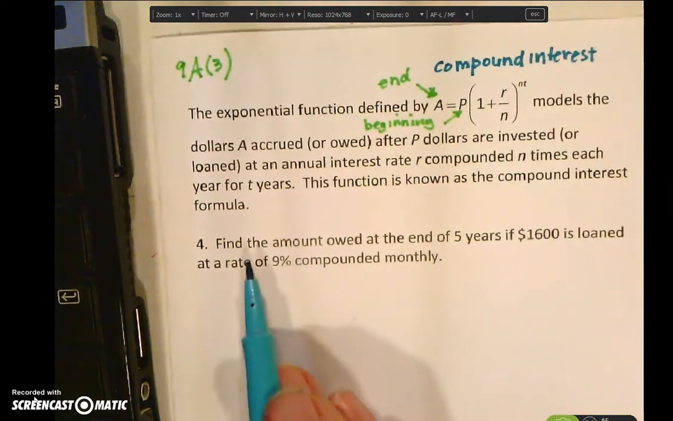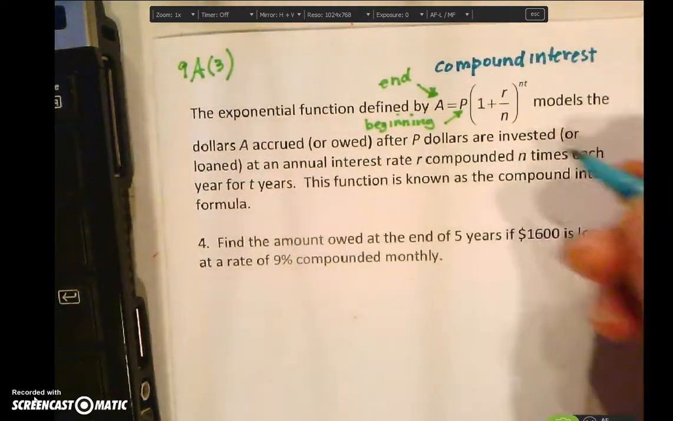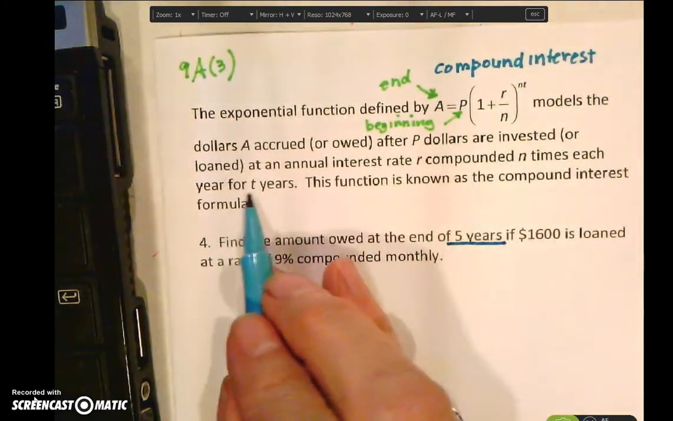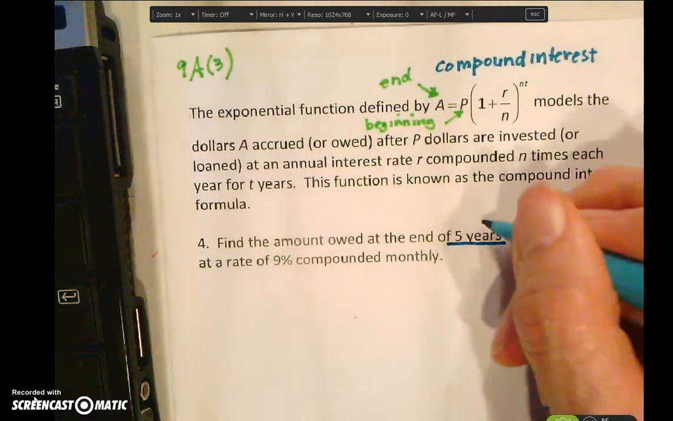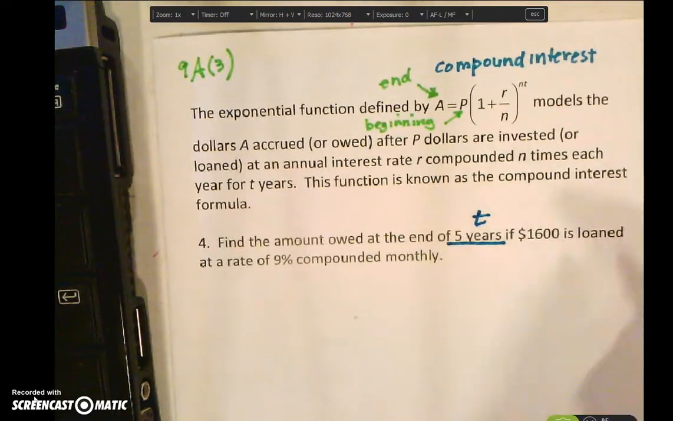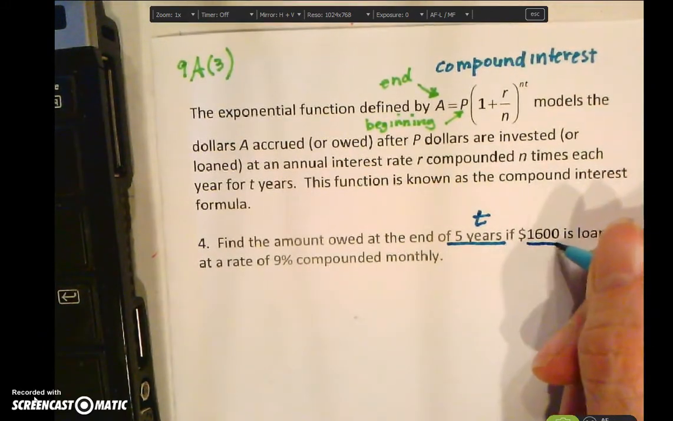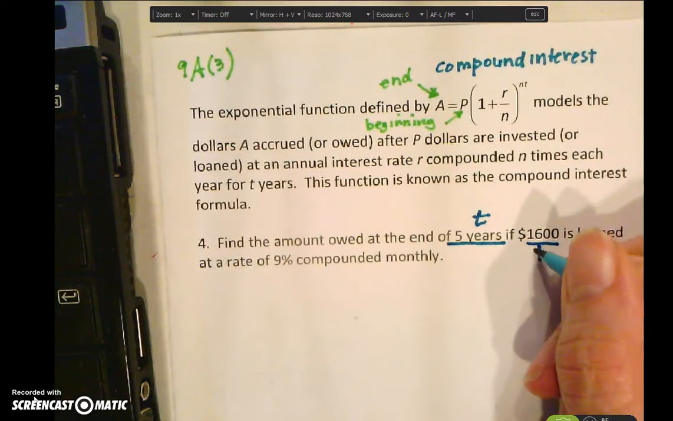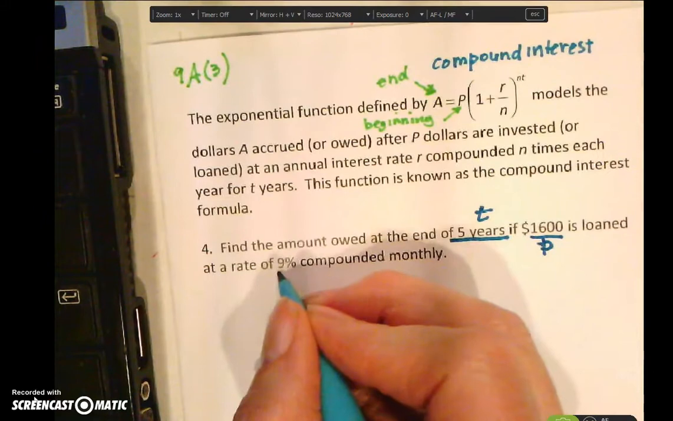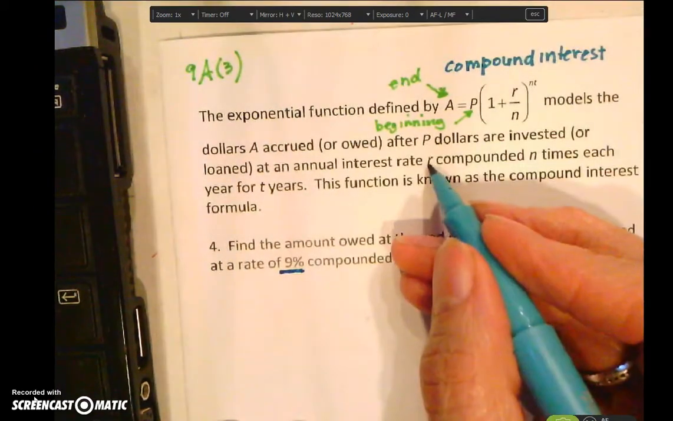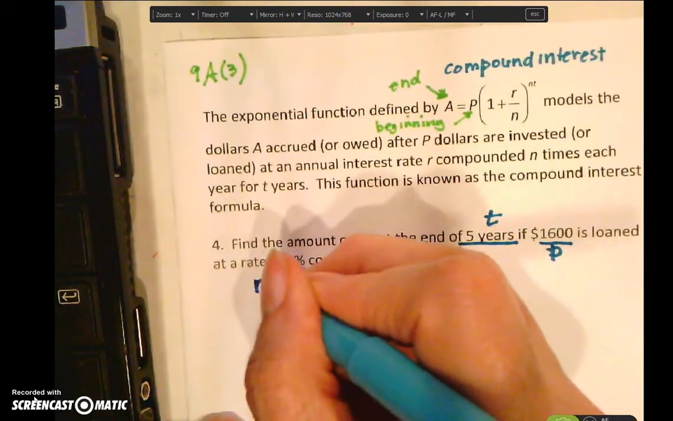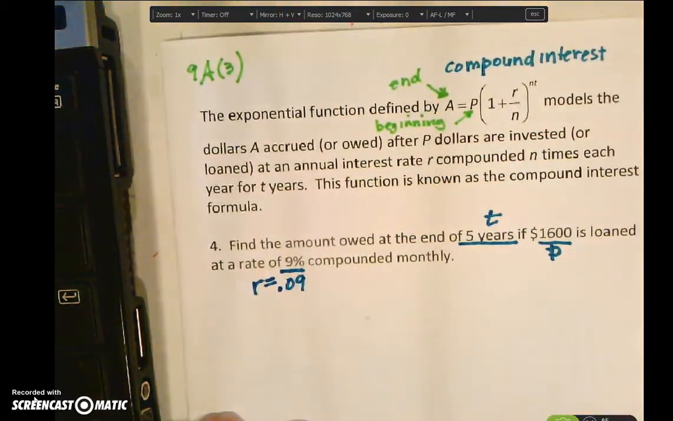All right, so let's look at this problem. It says find the amount owed at the end of 5 years. So notice that the 5 is going to be the number of years. So this is our T, the number of years. If $1,600 is loaned, this is what we're starting with, so that's our P, at a rate of 9%. So 9% is the R, the interest rate. So we're going to use 0.09 for our R.